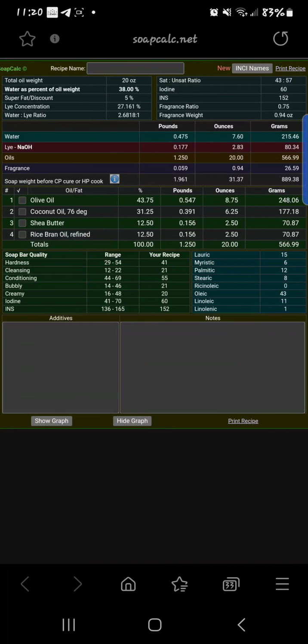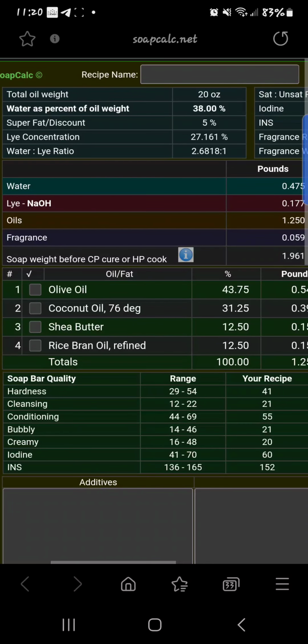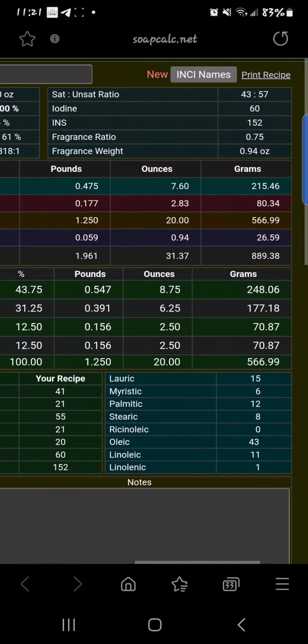And so let's start up top. So if you look up top, it tells you that the total weight of oil, we put 20 ounces in. So we have 20 ounces of oil in this recipe. Our water percentage is 38%. We super fatted at 5%. The lye concentration, they automatically calculate it, and the water to lye ratio, they automatically calculate it. So we don't need to do anything with that.